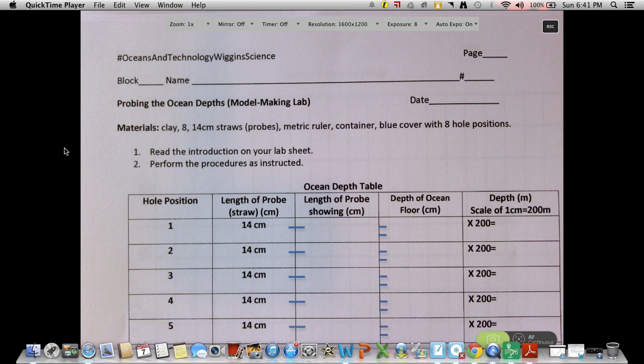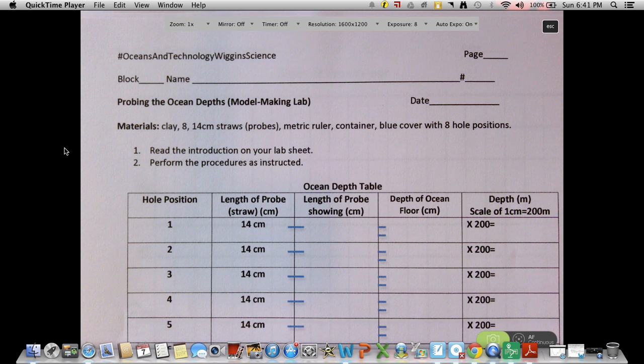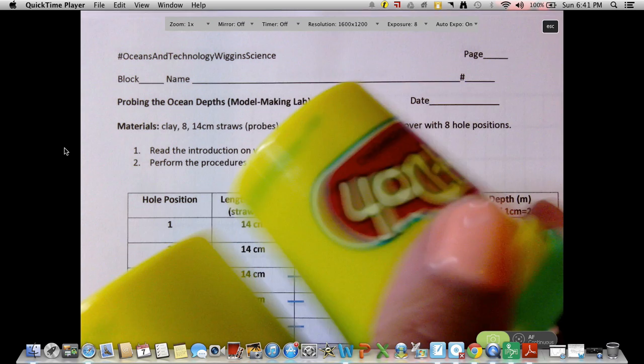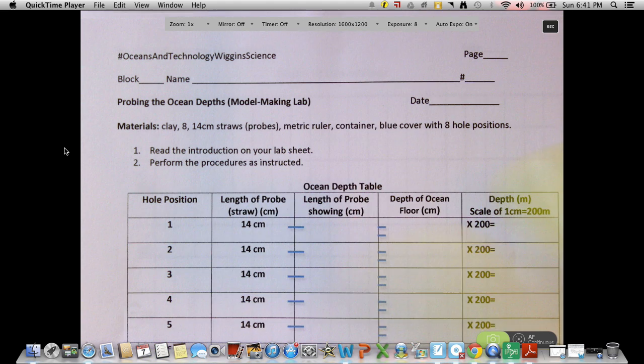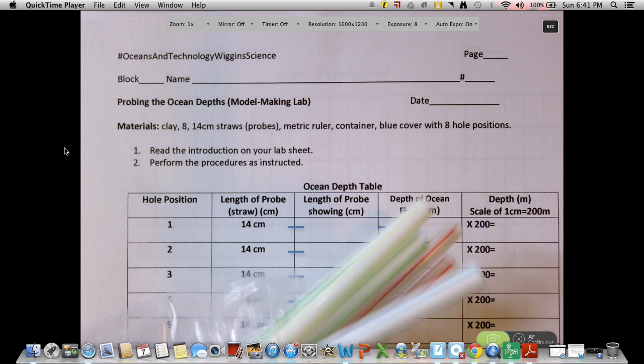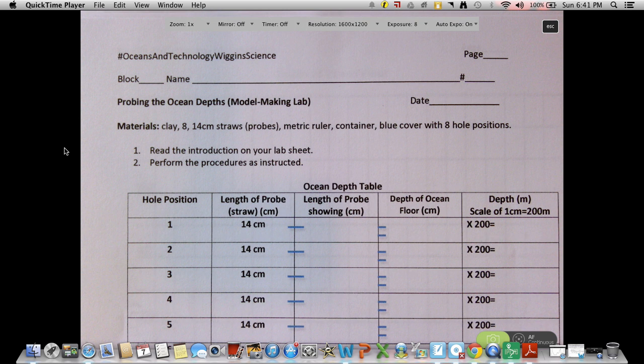Okay, so today you're going to be doing a lab on probing the ocean's depth. You have a lab sheet like this in front of you. Your materials are clay. You also have 10 14-centimeter straws, and you'll need a ruler.